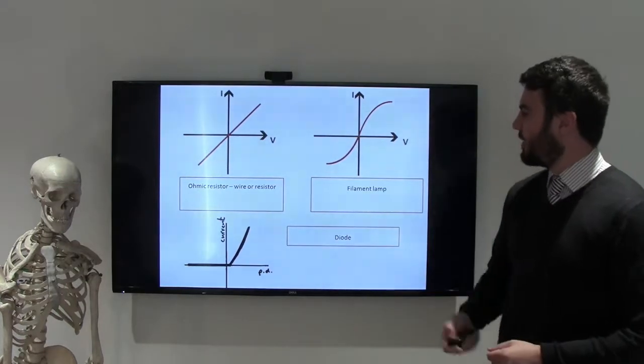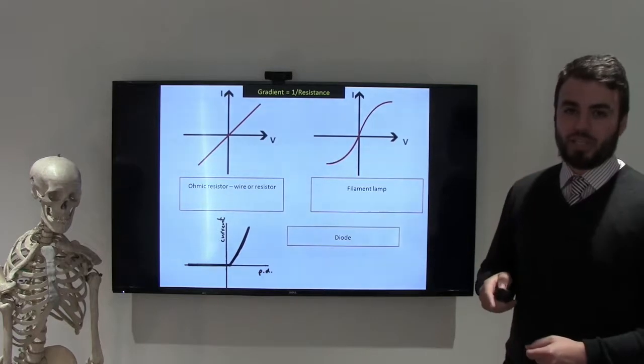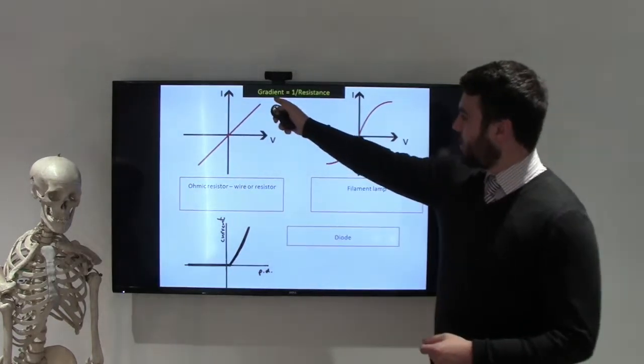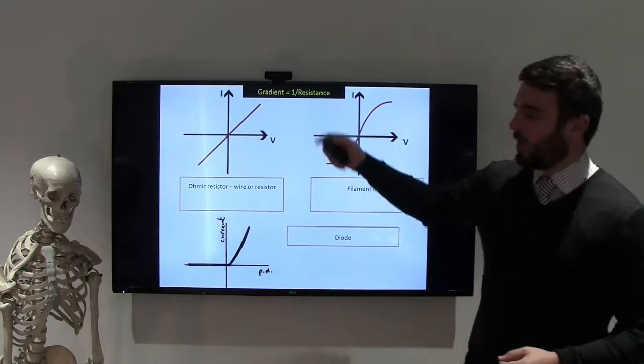So what do I need to know about these other than drawing them? Well, the gradient is 1 over the resistance. So that means if the gradient's high, the resistance is low. And if the gradient is low, the resistance is high.